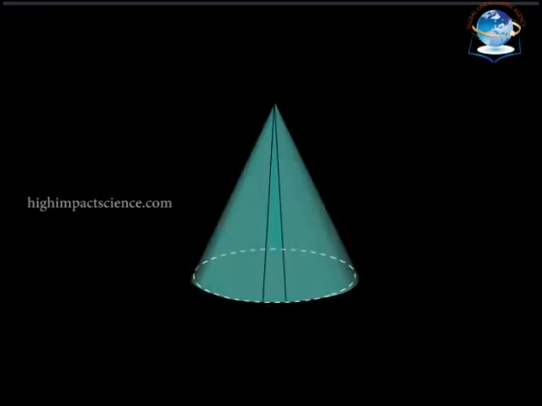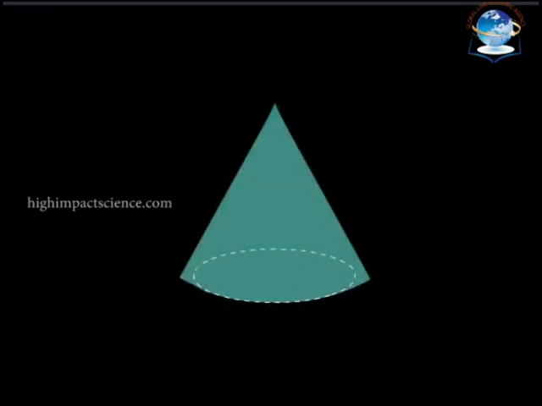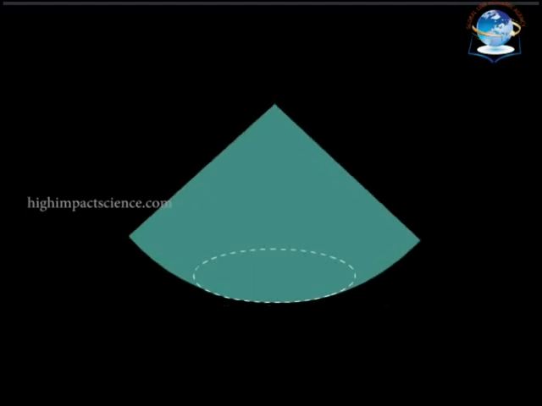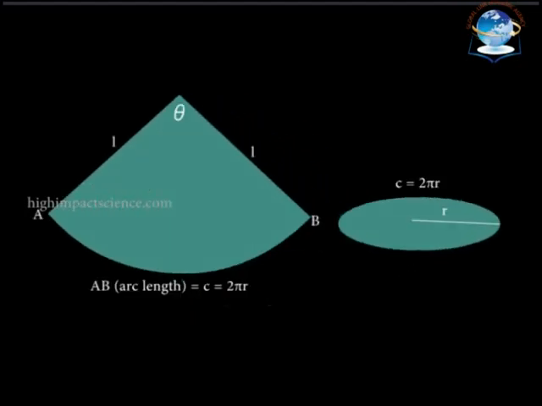When the curved surface of a cone is opened up, it appears like a sector of a circle. The base is of course a circle. Notice now that the slant height L of the cone is actually the radius of the original circle before it was folded into a cone. The curved length of the arc of the circle is equal to the circumference of the base of the cone, 2 pi r. Remember, r is the radius of the base of the cone.